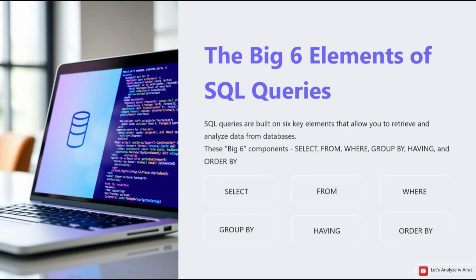In this video, we'll be discussing the big 6 elements, which are the foundation statements to extracting values from a database. SQL queries are built on 6 key elements that allow you to retrieve and analyze data from a database. The big 6 elements consist of the select clause, the from clause, where clause, group by clause, having clause, and order by clause. Before we start, I want us to import our tables.